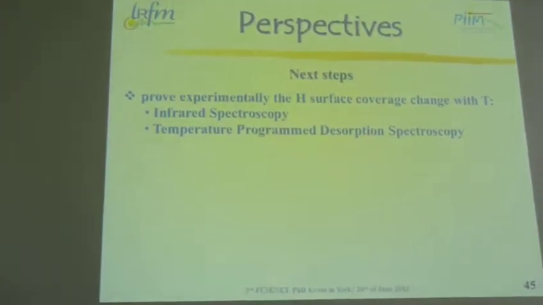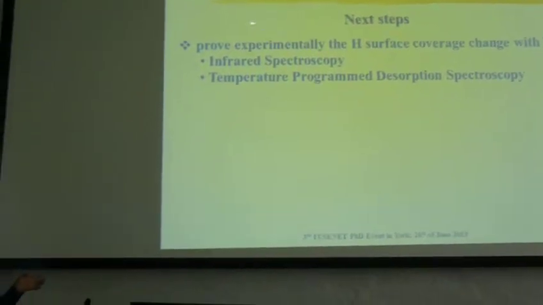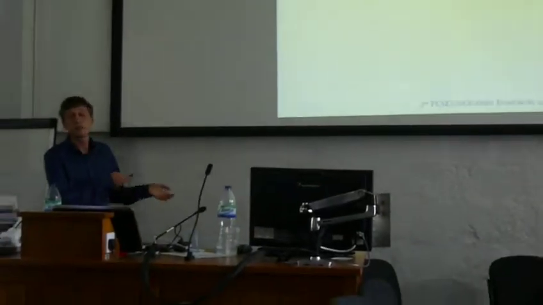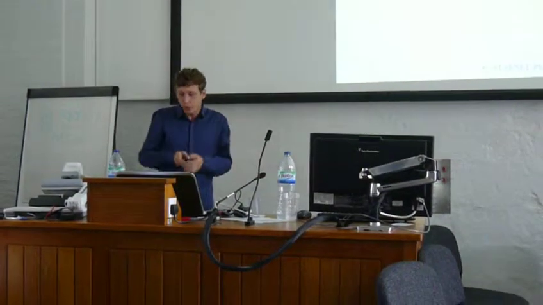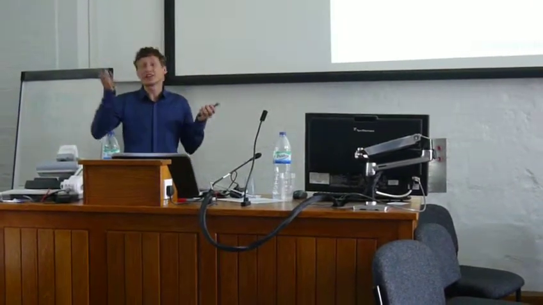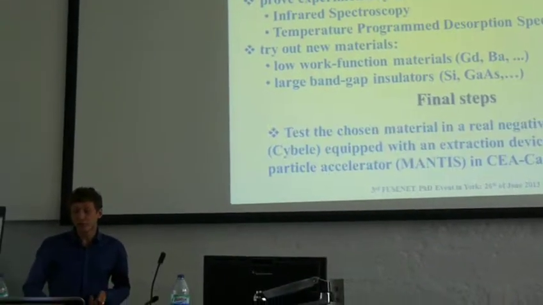So the next steps would be: we need to prove experimentally the change in hydrogen surface coverage, not just with the modeling, but we want to do infrared spectroscopy and temperature programmed desorption spectroscopy to basically benchmark the modeling, or yeah, the other way around. And then we want to start probing new materials, like lower work function materials or large bandgap insulators, and then we want to try it in real life conditions.